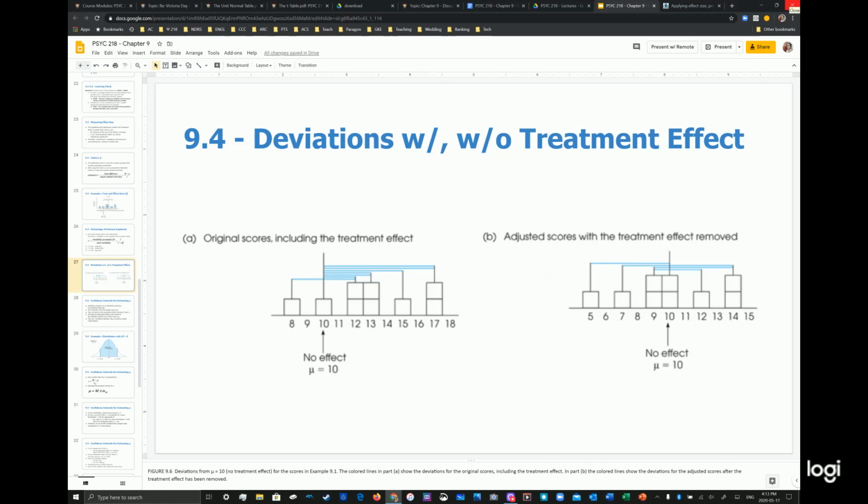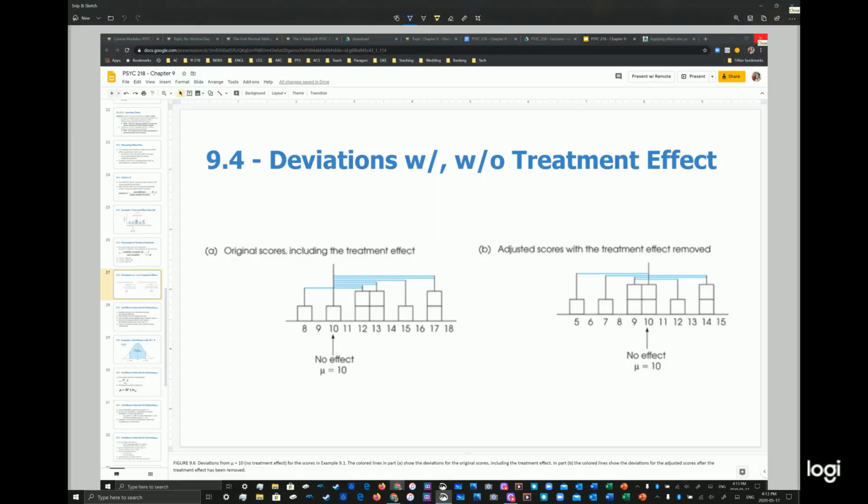So this is a model of what that would look like using distributions. Here you see an A where you have the original scores in the sample, and it would include the treatment effect. You can see here that the treatment is doing something. It's pulling most of the scores higher, save one that is below the mean. So you can see a definite treatment effect going on here for sure.